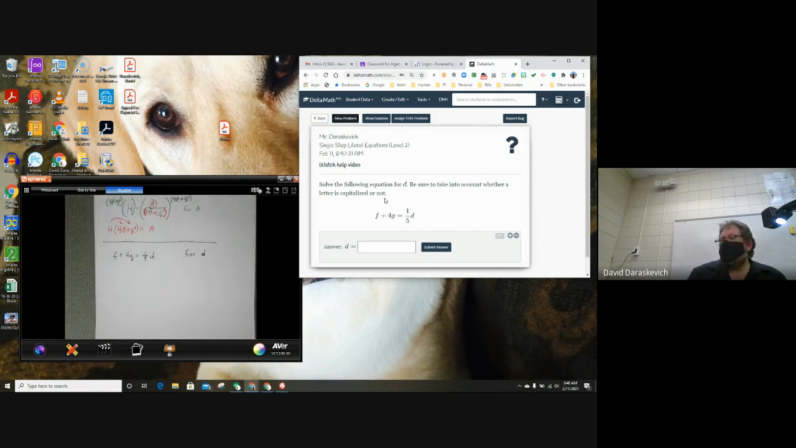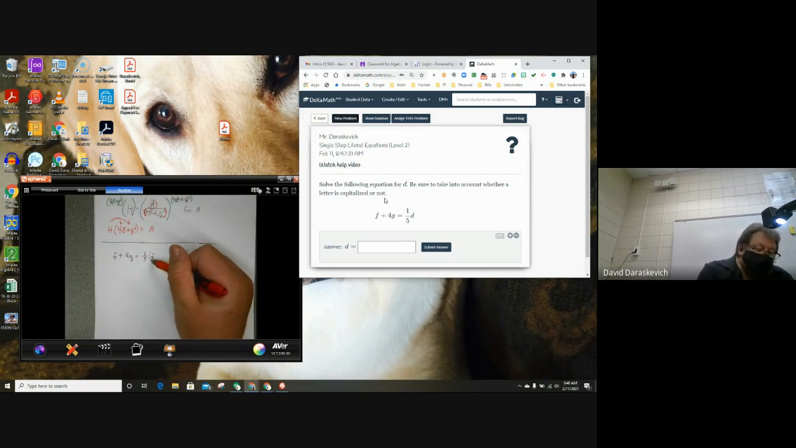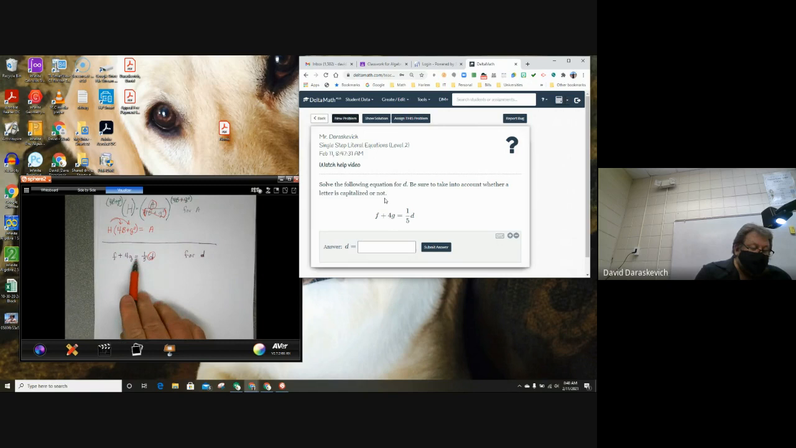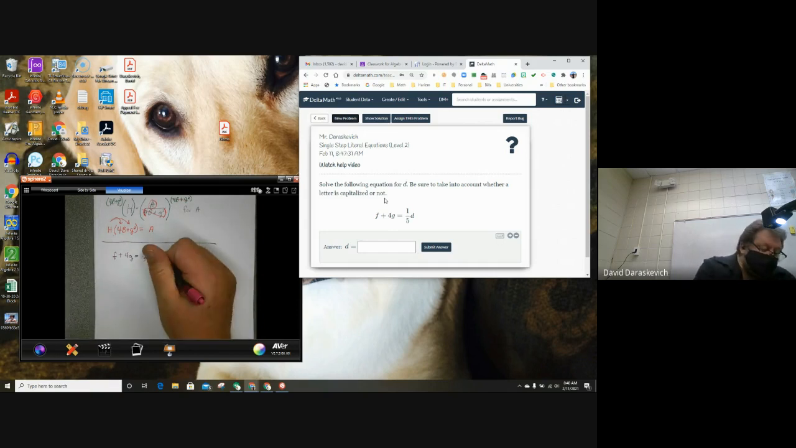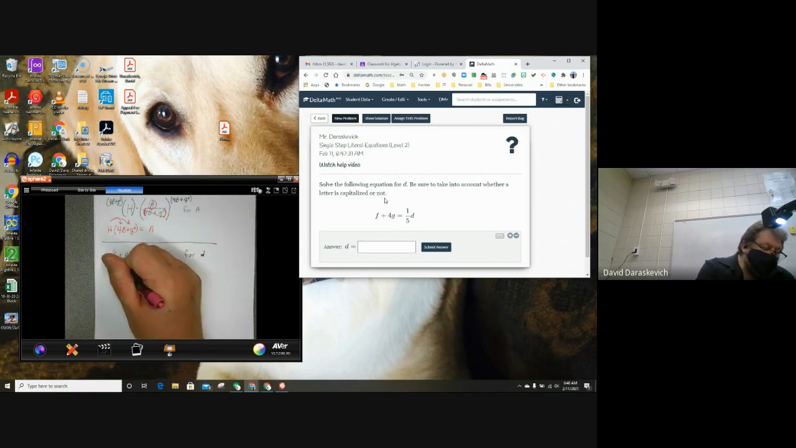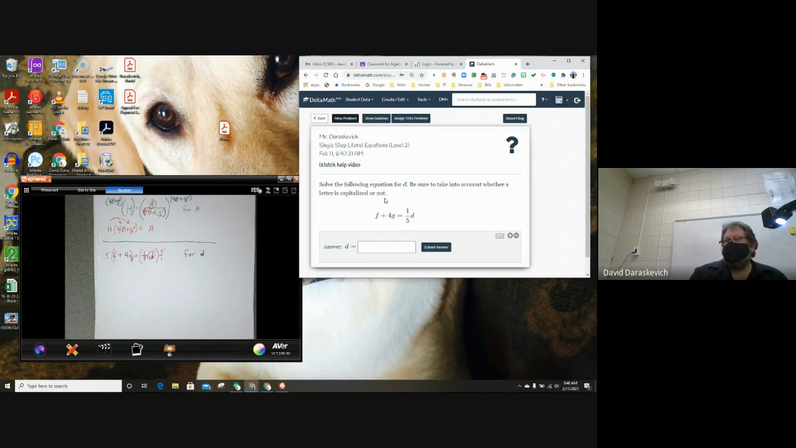Okay, so I've got to get D by itself. This actually is not that bad. It's only one step. Because if you guys remember, what's the easiest way to get rid of fractional coefficients? Yep, multiply by the reciprocal. I'm going to multiply by 5 over 1, or 5. This is actually a one-step problem.